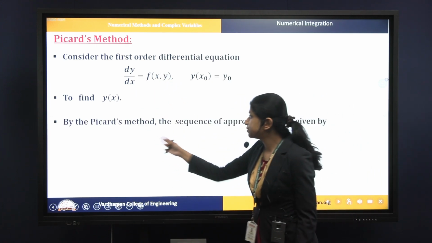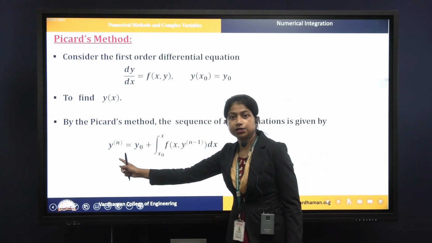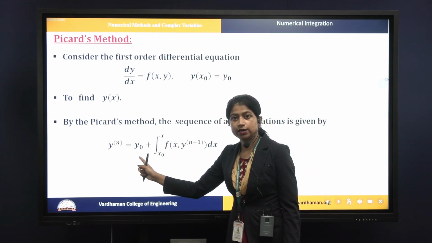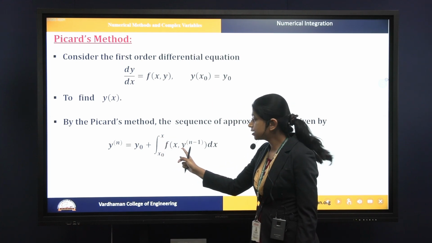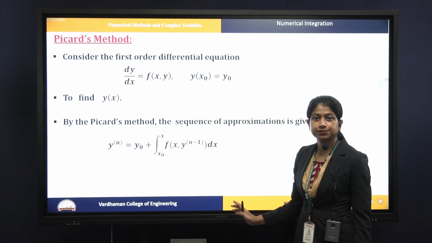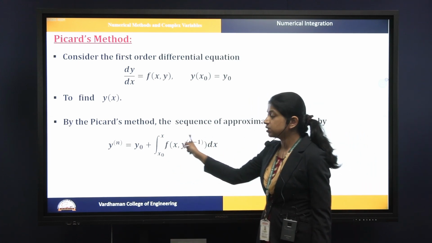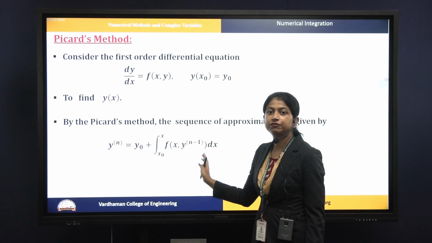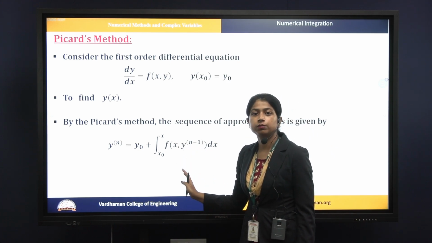So by the Picard's method, the sequence of approximation is given by nth approximation of y is equal to y naught plus integration x naught to x f of x, (n minus 1)th approximation of y dx. We will repeat this process until finding this integration is not difficult. If it becomes difficult to find this integration, then we stop the process.